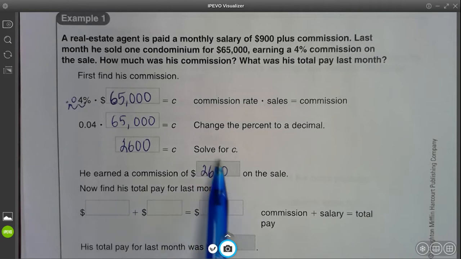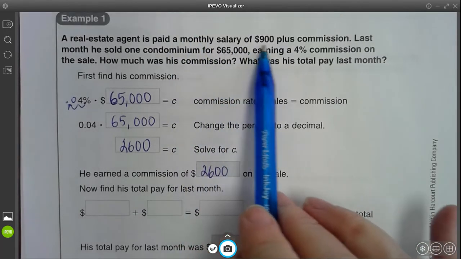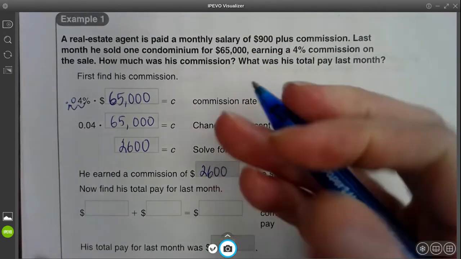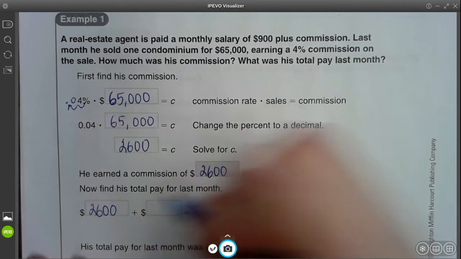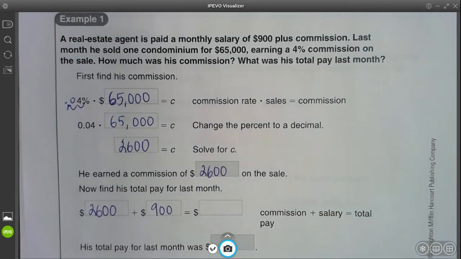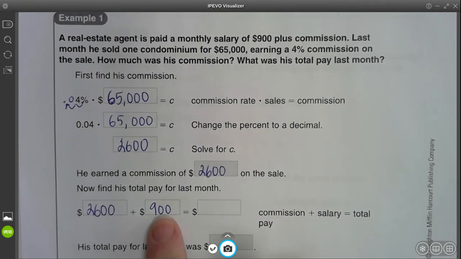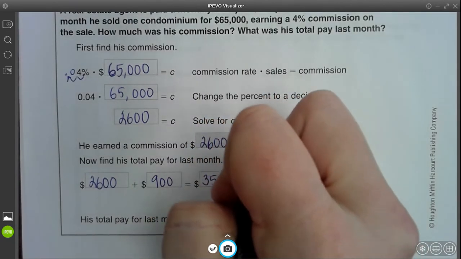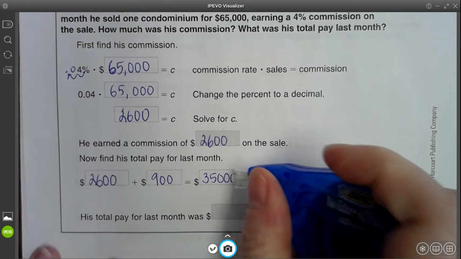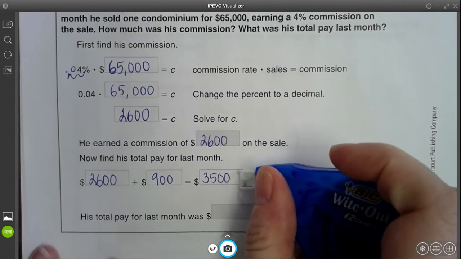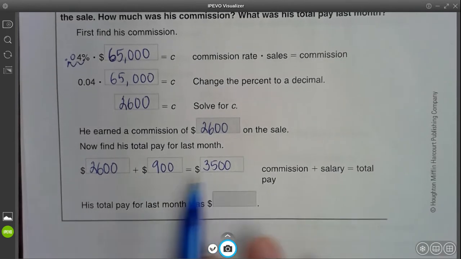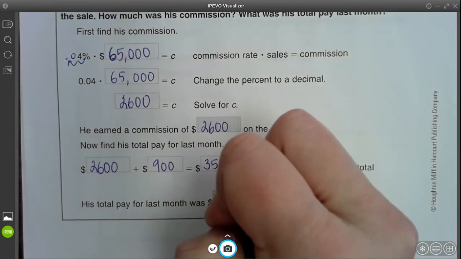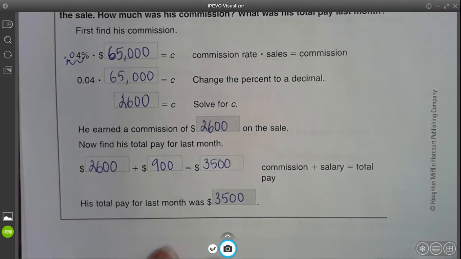But his total pay is not just that amount, because he also gets a monthly salary of $900 plus that commission. So he had $2,600 that was his commission, plus we have to add on that $900 he makes just for working at this real estate company. If you add those together, you end up with $3,500. Whoa, that's too many zeros. $35,000 in a month, I would definitely work as a real estate agent too. All right, so $3,500, so $2,600 in commission plus his $900 salary. His total pay for that month was $3,500.